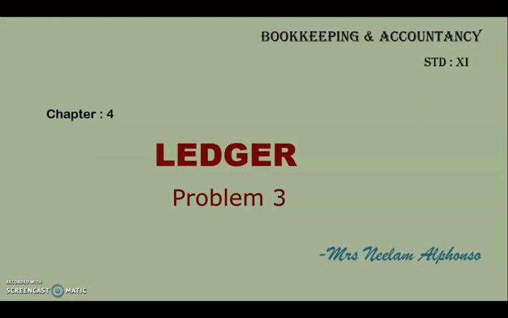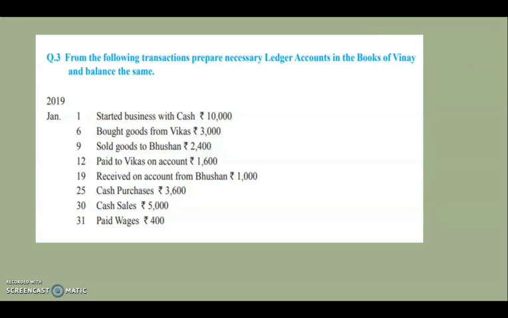Hello students, today we'll solve one sum to see how the ledger postings are done from journal entries. Now this is question number 3 on page 118 of your textbook. Now students, we will first have to prepare journal entries in the rough work and then we'll be able to post these entries in the ledger account.